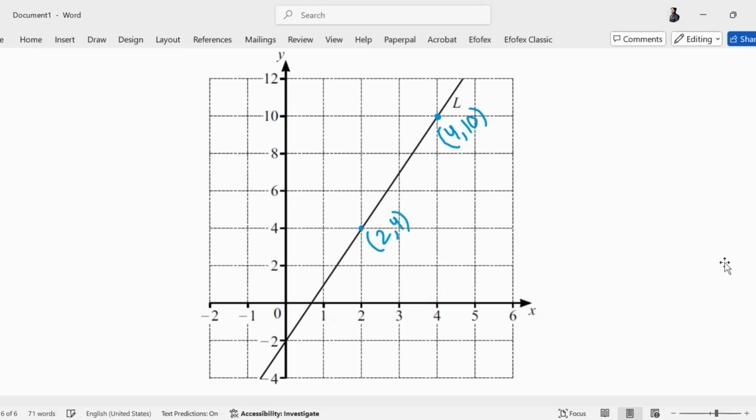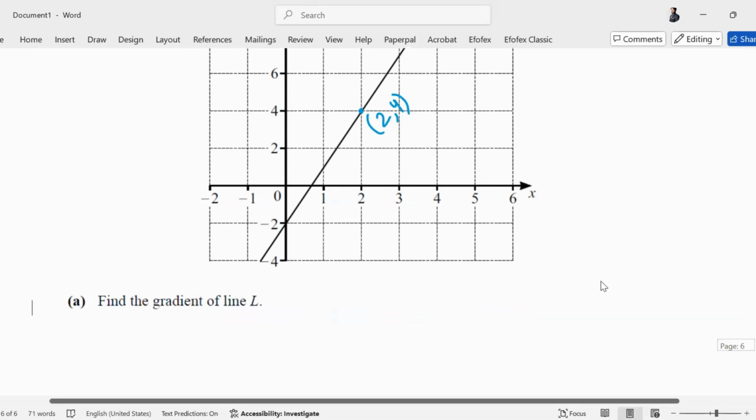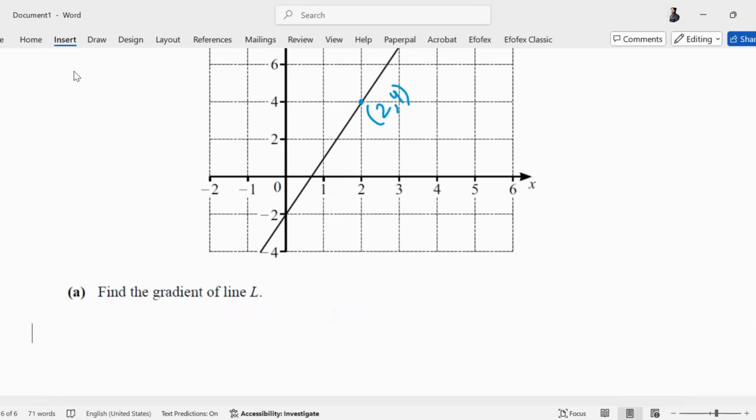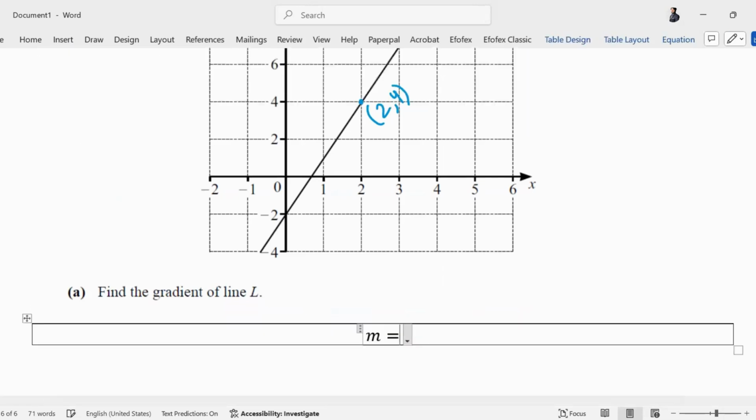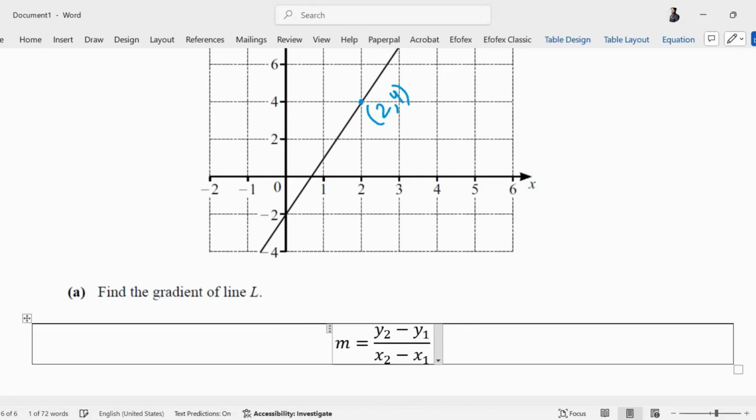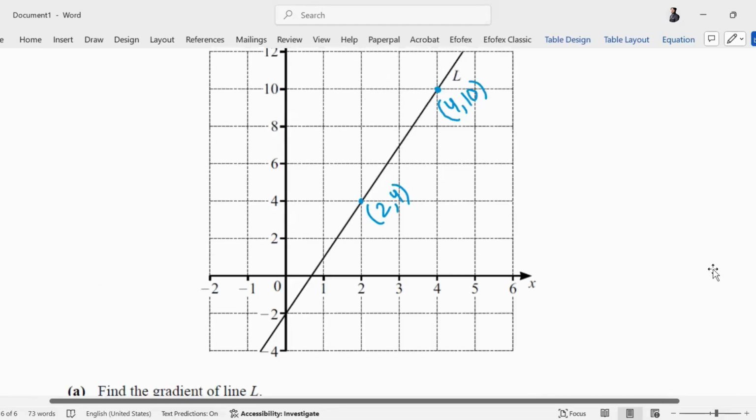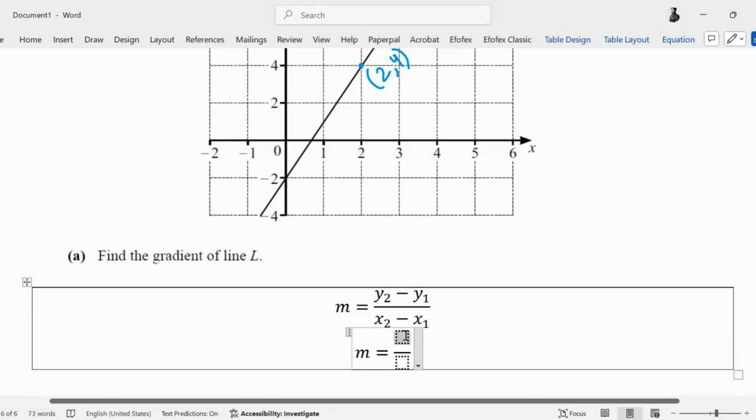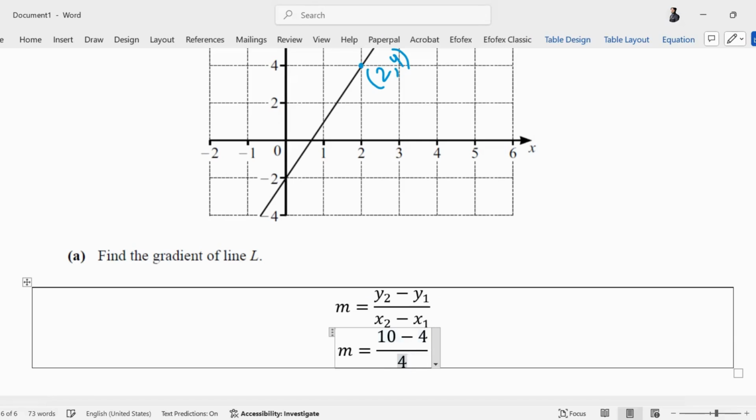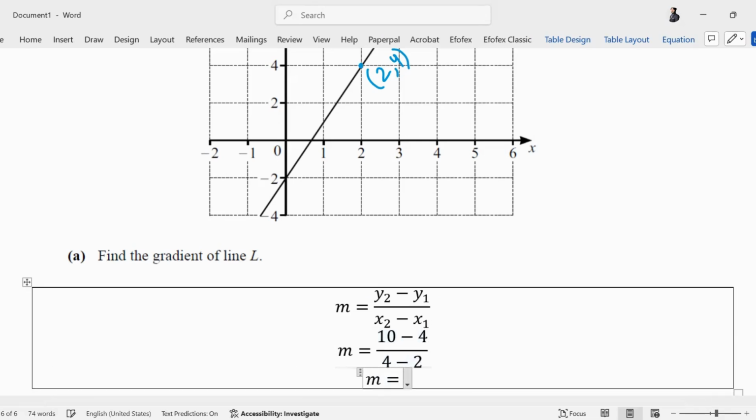Now using these 2 points, I can find the gradient of line L, which is basically y2 minus y1 divided by x2 minus x1. So if I'm taking y2 as this one, I need to make sure if 10 is my y2, 4 must be my x2. So 10 minus 4 divided by 4 minus 2. Gradient is 10 minus 4, 6 upon 2, which is 3. You can obviously use your calculator to get the same value.